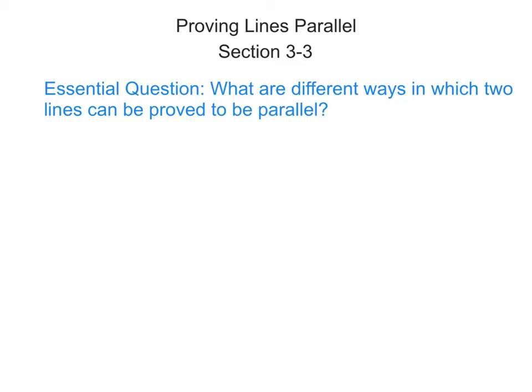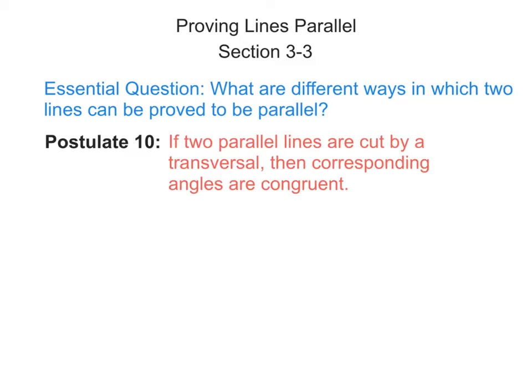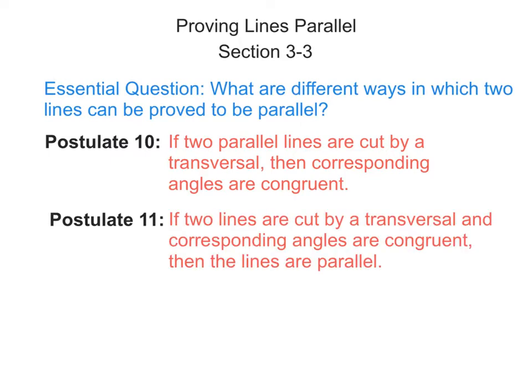Now, to begin with, I'm going to repeat postulate 10 so that you can see the wording and then compare it with postulate 11. Postulate 10 simply states, if two parallel lines are cut by a transversal, then corresponding angles are congruent. Now postulate 11, which is introduced in this section, states, if two lines are cut by a transversal and corresponding angles are congruent, then the lines are parallel.